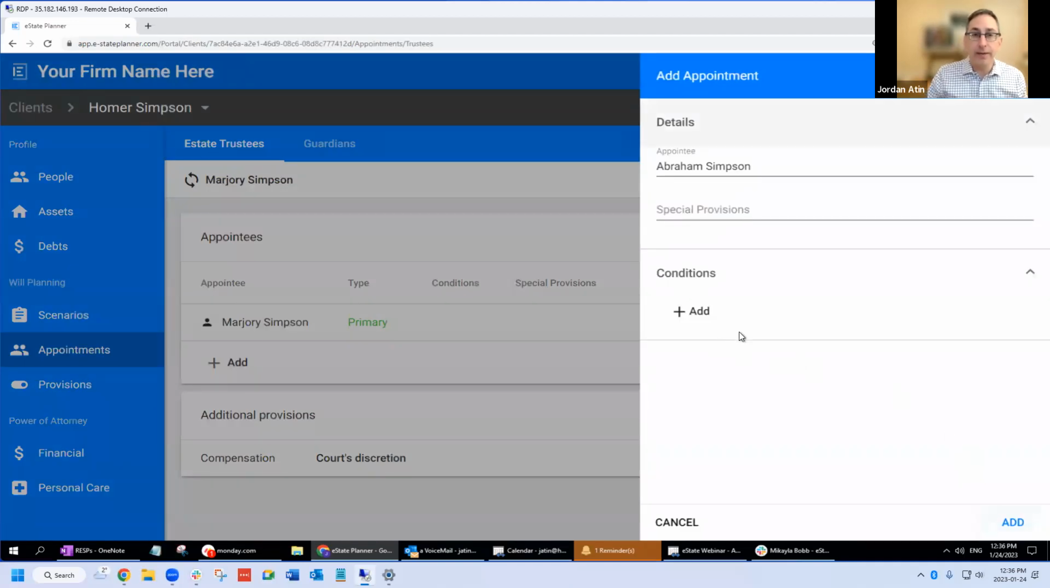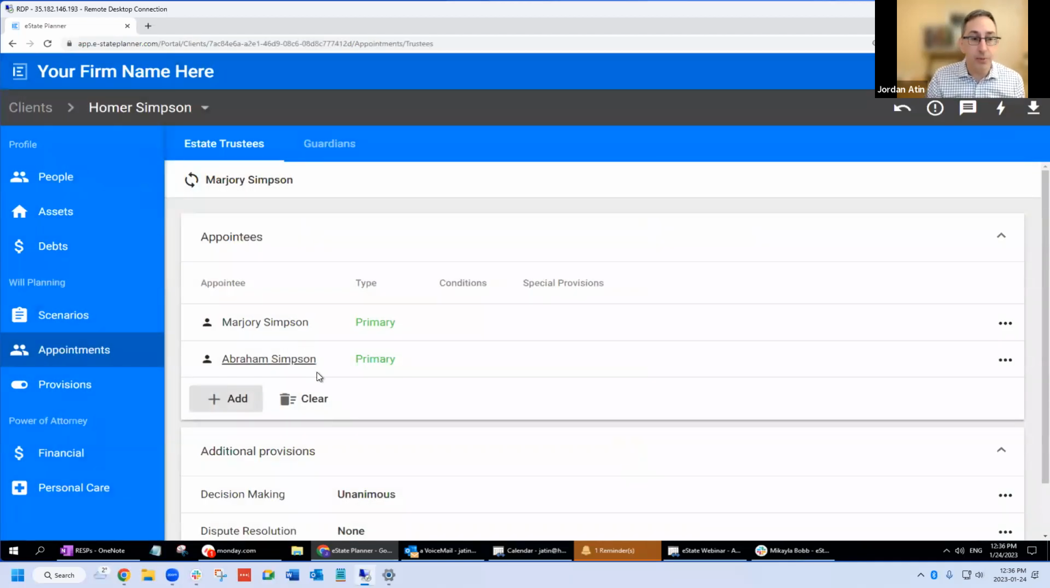And now again, if Abraham is going to act with Marge, there's no condition on his appointment. So I'm going to just click add. And now you can see that we have two estate trustees, both primary. That means Marge and Abraham are appointed jointly.